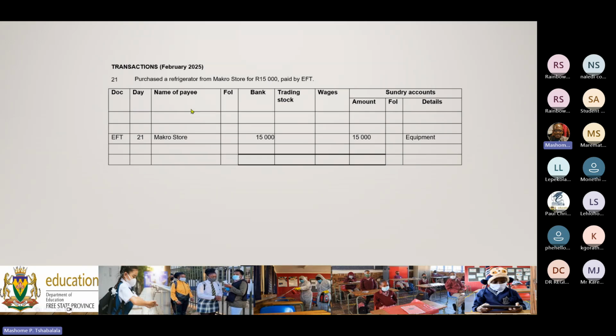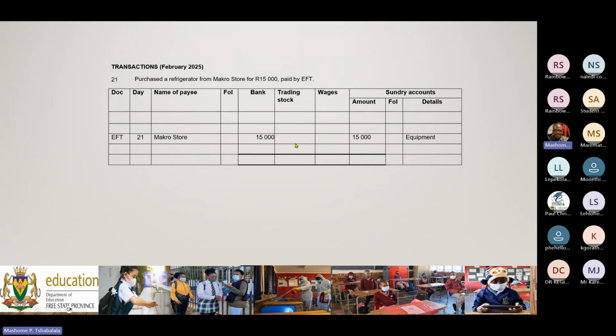Moving to the next transaction, the business purchased a refrigerator from Makro Stores for 15,000, paid by EFT. Learners, again, this transaction affects bank. It is compulsory. Then the second one will be refrigerator. You need to identify where the refrigerator falls under. Refrigerator falls under assets, which is equipment. Then we say EFT on the 21st, Makro Stores, then bank. It is compulsory to record the transaction under bank.